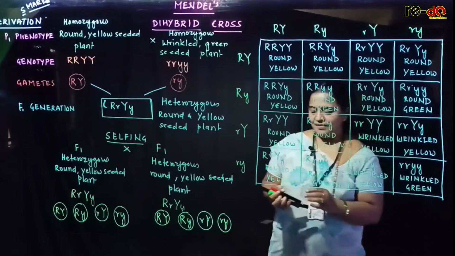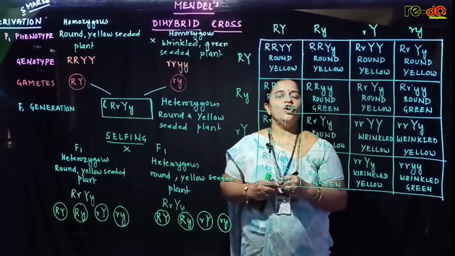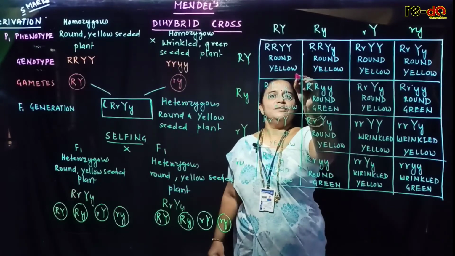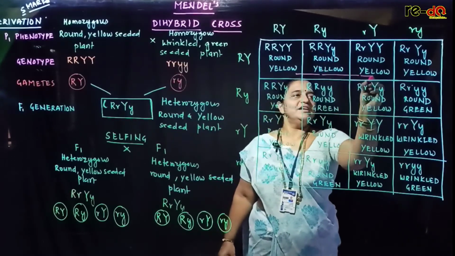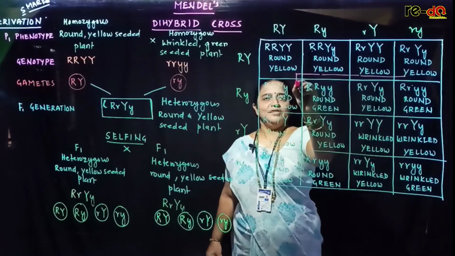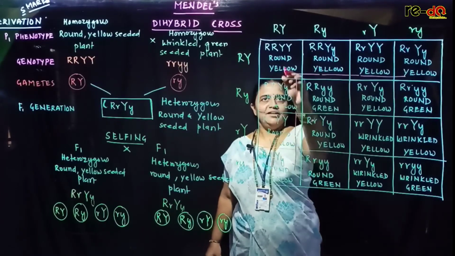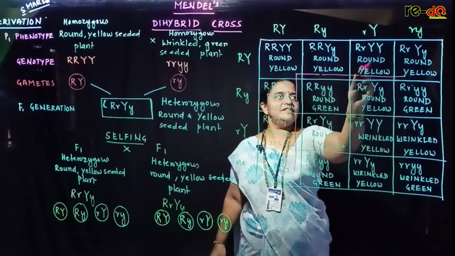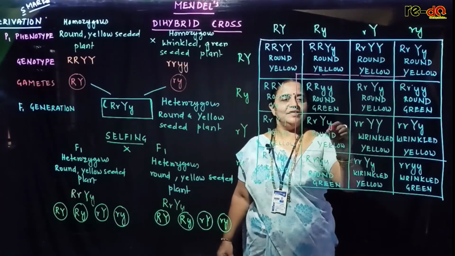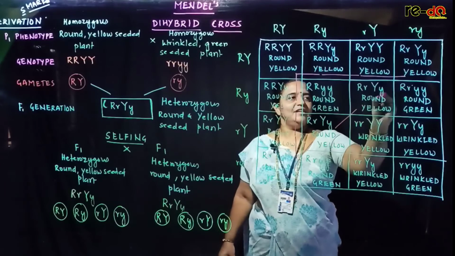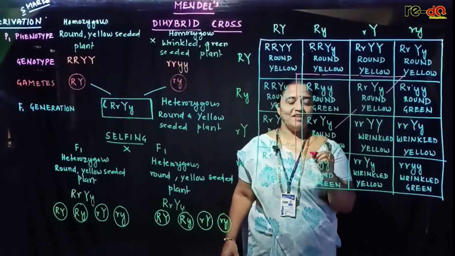Now, in this, you have to count how many are round yellow. 1, 2, 3, 4, 5, 6, 7, 8. 1, 2, 3, 4, 5, 6, 7. Sorry. And see here, 8 and this is 9. You should not draw these designs in the notebook. Just I am showing here.